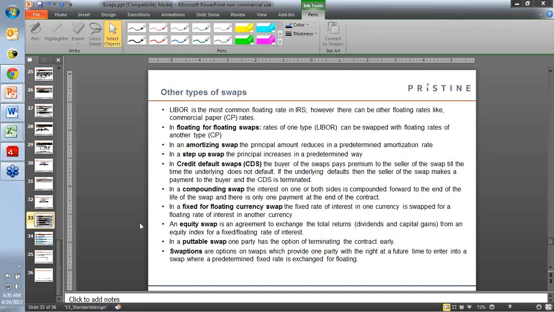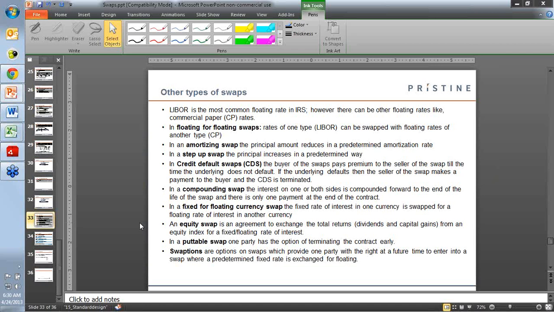Okay, next we have the compounding swap. Here what happens is the payments are not made on a periodic basis, rather the payments are compounded to the end of the contract and are paid at the end only. So there is no intermediary payment of swaps.